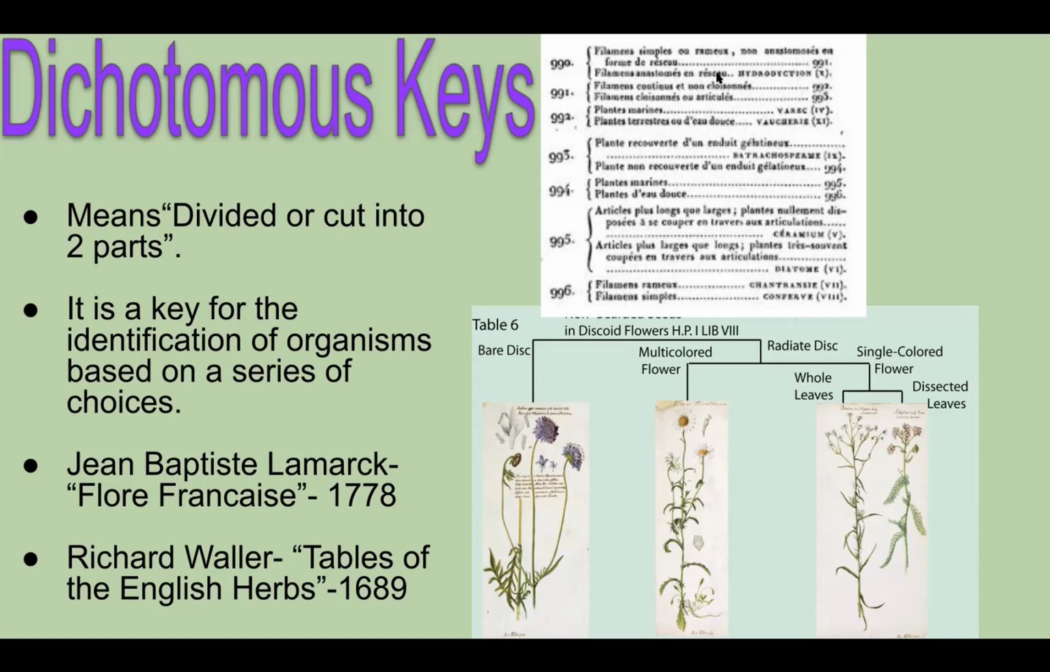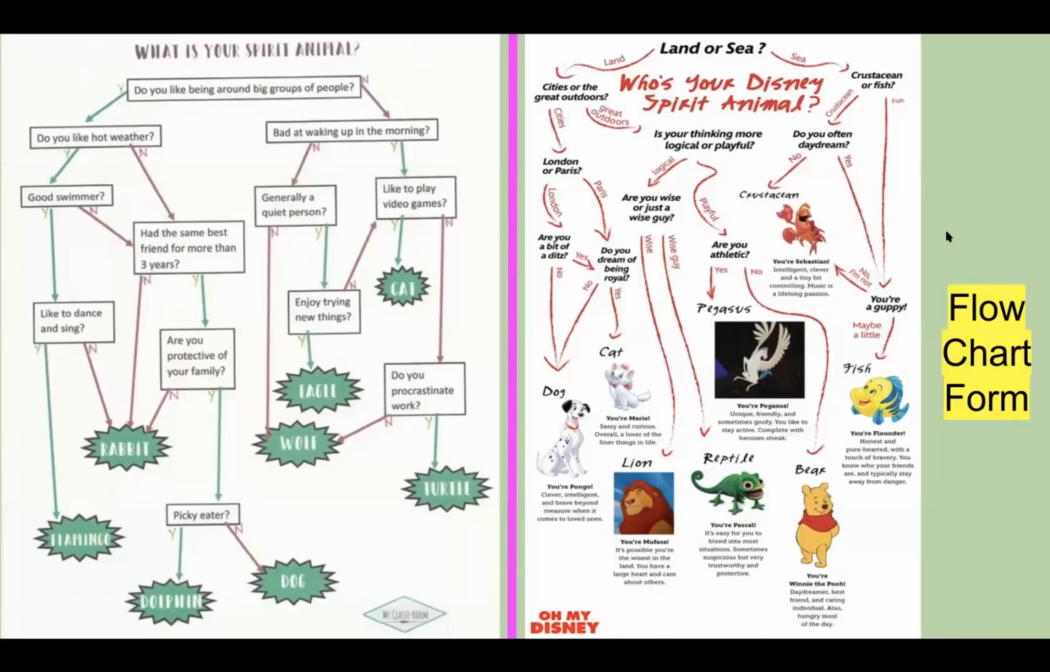So let's take a look at some examples of dichotomous keys. I'm pretty sure even if you haven't used a dichotomous key to help you identify an organism, you've probably seen dichotomous keys used in other ways. I remember when I was in high school, everyone liked to read 17 magazine or Cosmo magazine, and they would have these flow charts or a different form of a dichotomous key in there. So here's just a fun introduction to dichotomous keys using a flow chart form.